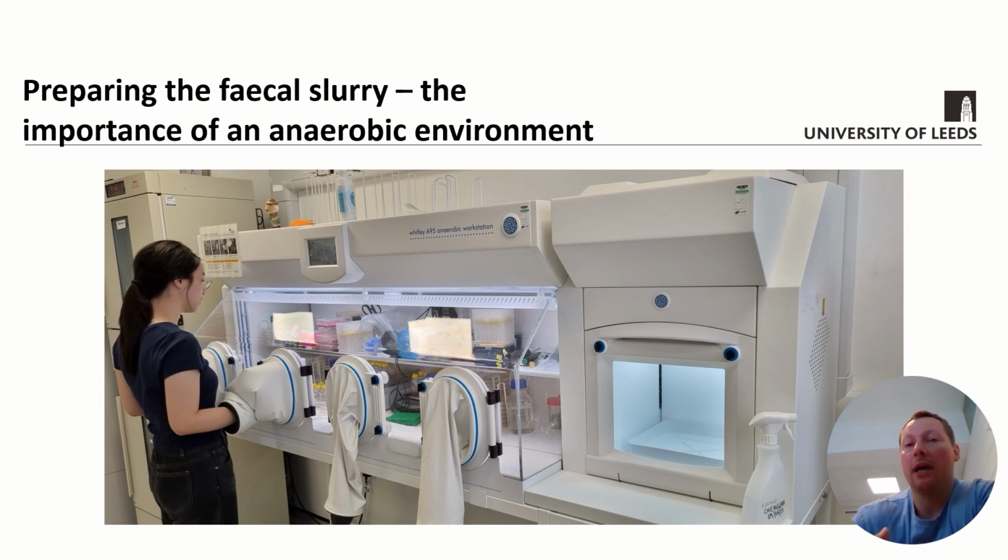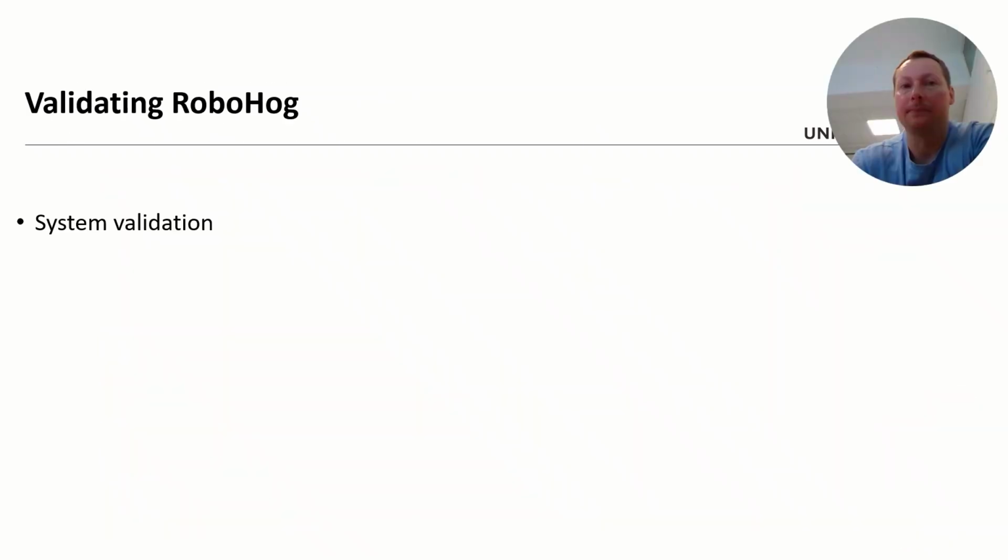pre-reduce our PBS mixture when we're making the 10% fecal slurry, and this allows us to get rid of all that dissolved oxygen that might be in there and replace it with an anaerobic gas mix. And then of course we are mixing this pre-reduced PBS with the fecal matter and then straining it to remove any large particulates. And so from here, we can go into our model system now.